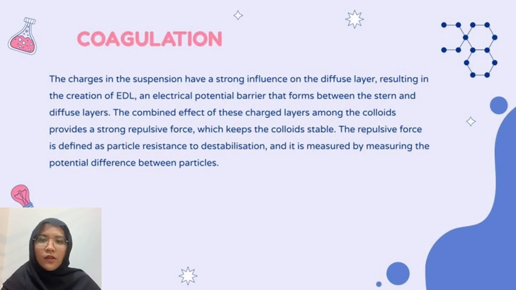The repulsive force is defined as particle resistance to destabilization, and it is measured by measuring the potential difference between particles. High colloidal stability avoids the formation of floc that can be separated by precipitation or sedimentation. The primary goal of coagulation is to destabilize the colloid surface charge so that the particles can clump together and produce floc that can be easily removed from the water or wastewater.